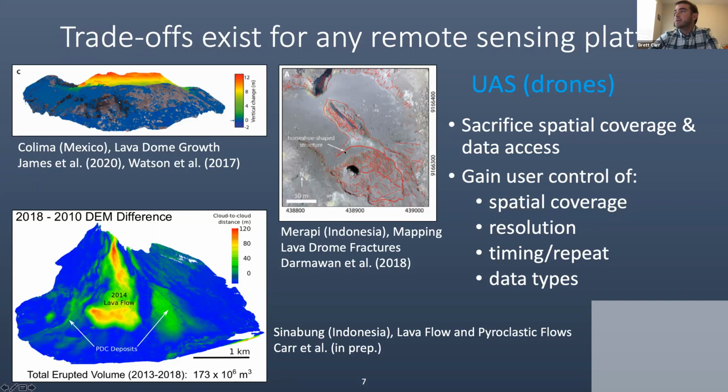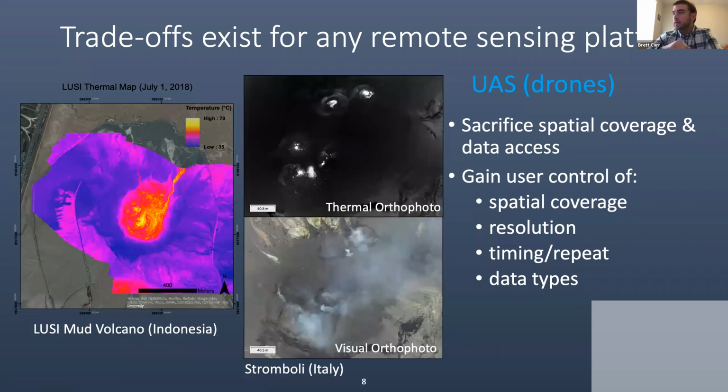And this image in the middle is using just the visual orthophoto from a drone flight and photogrammetry just to map structures in the lava dome at Merapi. And then from using a thermal camera mounted on a drone, you can make just temperature maps. So on the left here is a temperature map of Lucy Mud Volcano showing the vent and outflow channels.